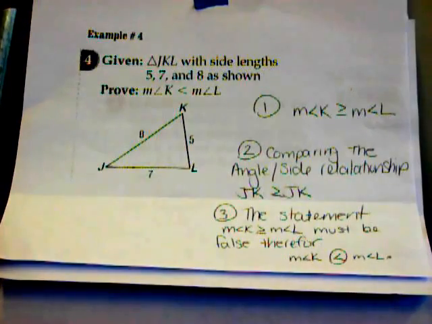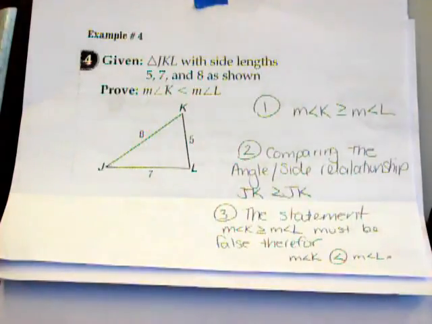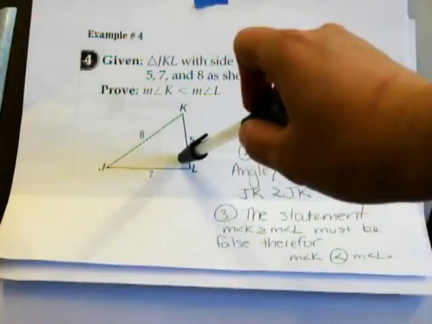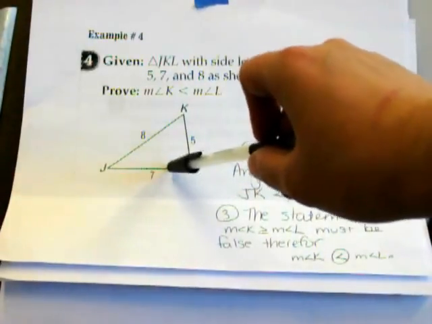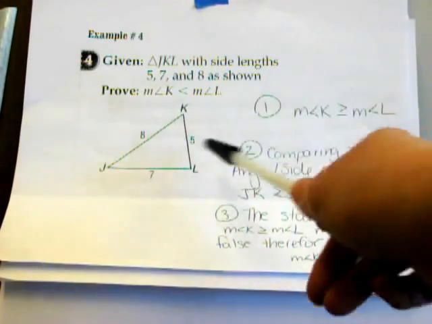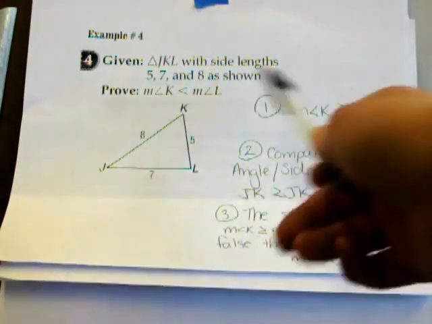They gave us a triangle this time. They said triangle JKL, side lengths 5, 7, and 8 are as shown. Prove that the measure of angle K is less than the measure of angle L. So that means that we're trying to prove that angle K is less than angle L. So we're going to assume the opposite. We're going to say, well, angle L is actually less than angle K.